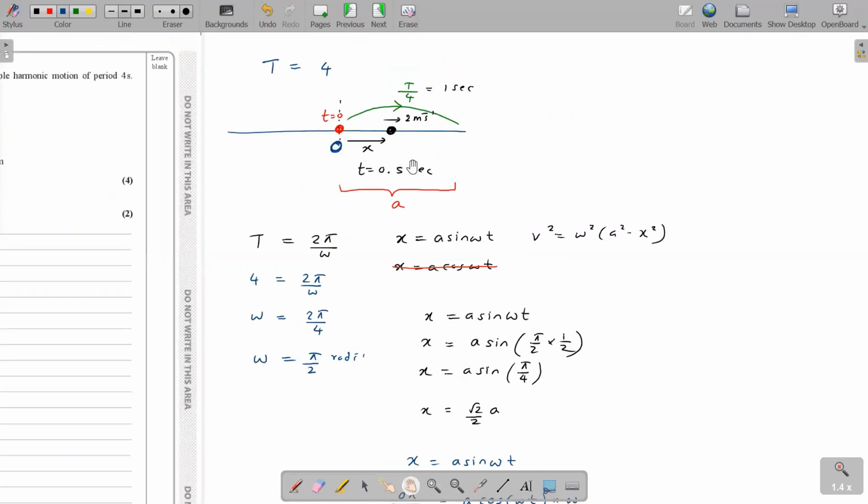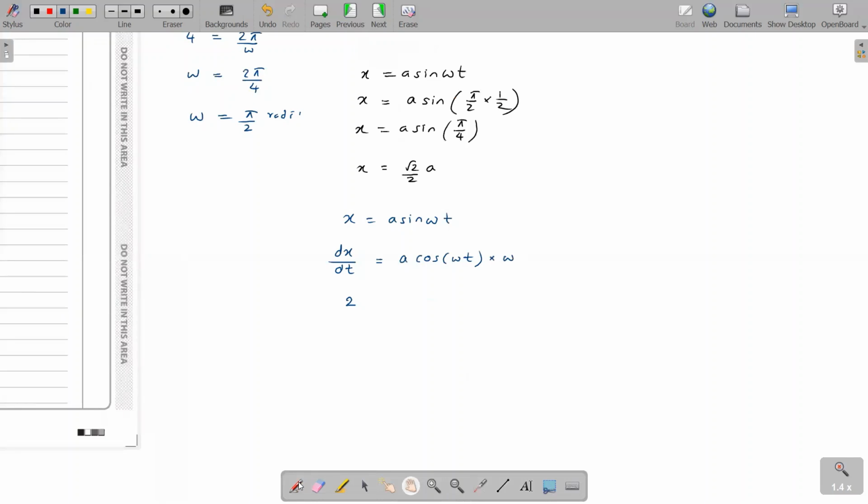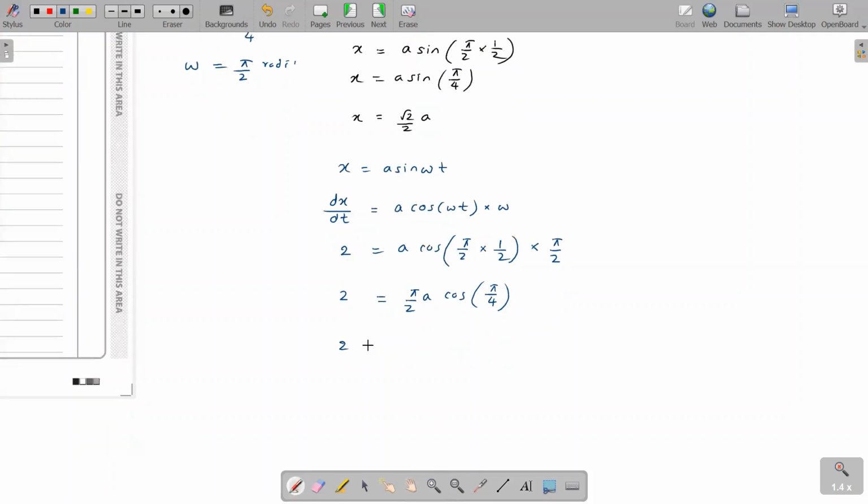The speed is 2 meters per second, right? It's given. So amplitude is what we are trying to find. Cos of omega t: omega is pi over 2, t is half, and outside you have omega again, which is pi over 2. Are you with me? So 2 equals, I'll take the pi over 2 in front with a, pi over 2 a times cos pi over 4. Are you guys with me? So then I get 2 equals pi over 2 times a times cos pi over 4, which is root 2 over 2. Am I correct?